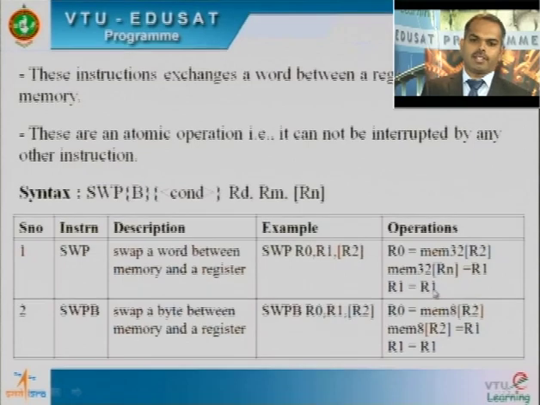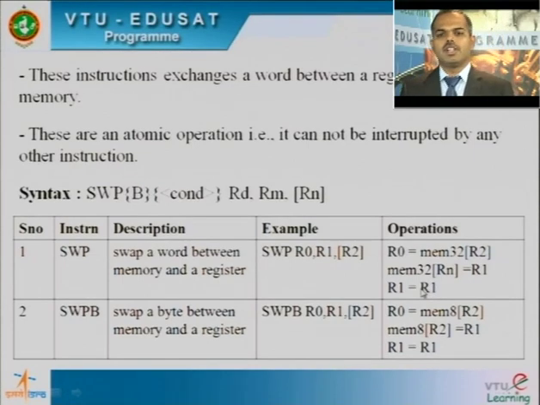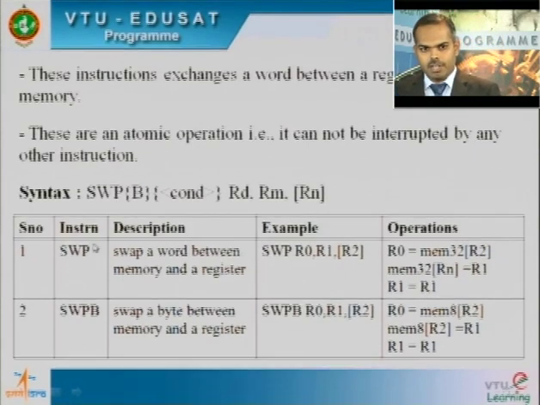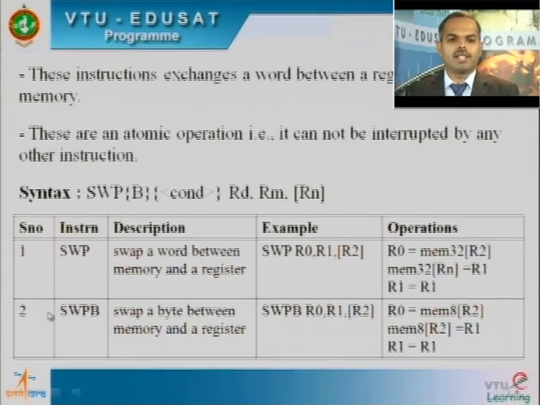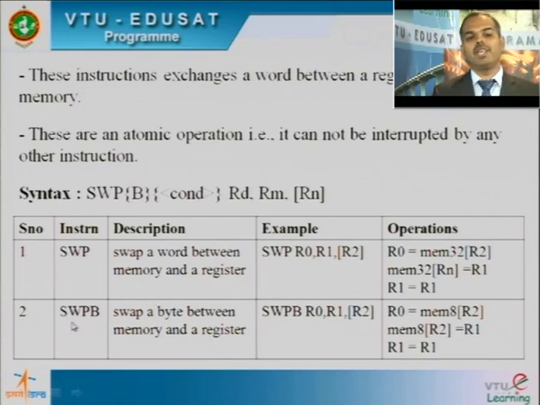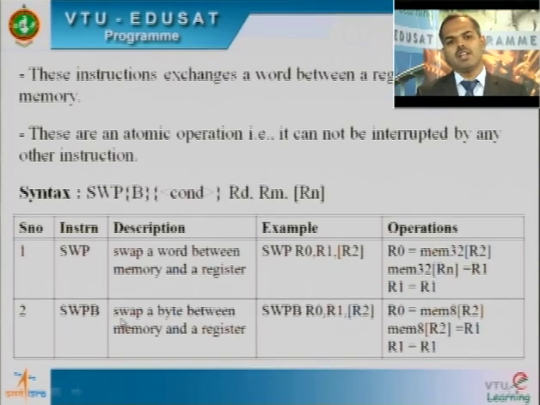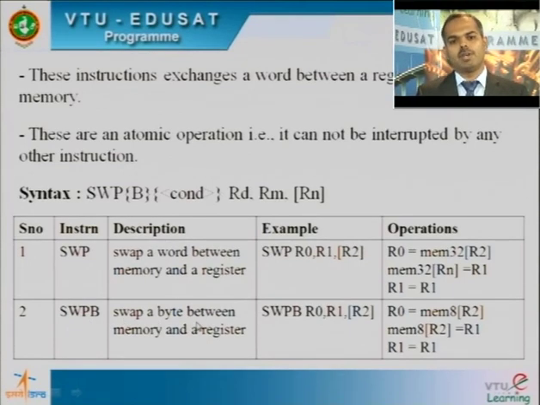R1 will remain as it is, it will not change. And this instruction is for a 32-bit exchange or a 32-bit swap. The second instruction is SWPB. What is this instruction? Swap a byte between memory and a register.